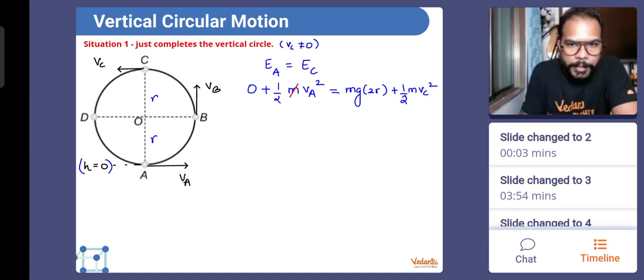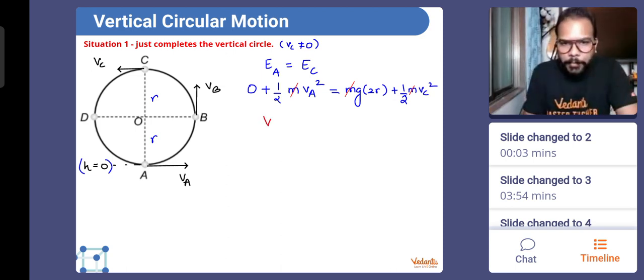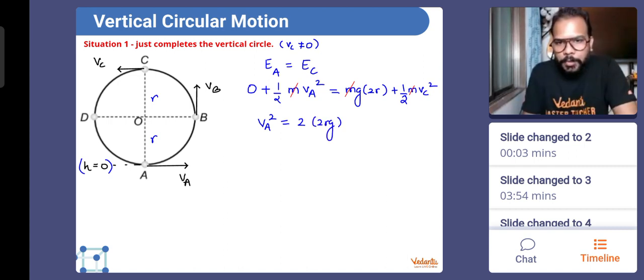Okay, guys, cool. Now, what do I do? Obviously, m cancels throughout. You see that? So m got cancelled. And now I can multiply both sides by 2. When I multiply both sides by 2, VA square is equal to 2 times 2rg plus VC square. That means VA square comes out to be VC square plus 4rg. This is our equation number 1. This will help us correlate the velocity at A and the velocity at C.